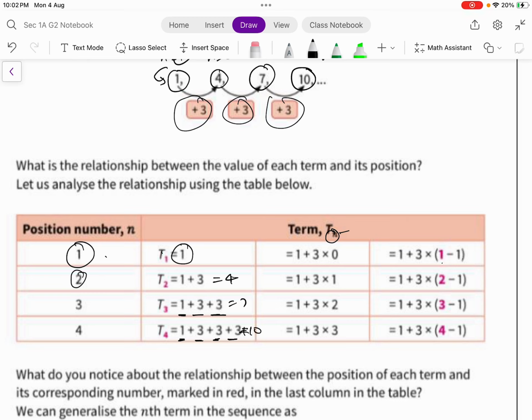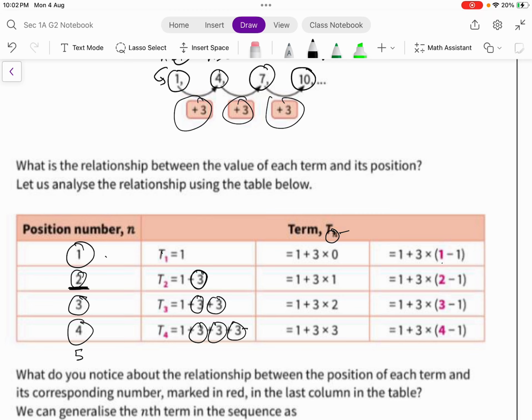Okay, so what do you notice about this whole sequence here? The number of threes for each placing is 1 less than the placing number. So for example, second place, there's only 1 three. Third place, there are 2 threes. Fourth place, there are 3 threes. So it means the number of threes that you add for each place.